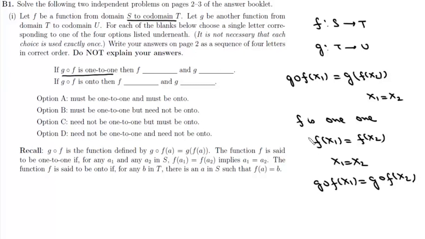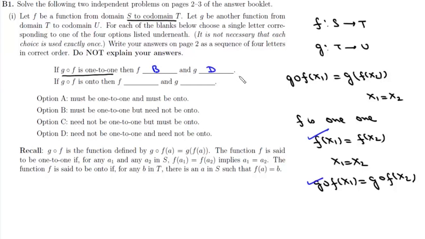So if f is 1-1, then it is a sufficient condition for g of f to be a 1-1 function. So if g of f is 1-1, then f must be 1-1, but g need not be onto. So we'll have this b here, and this g can be any function. It need not be 1-1 or onto. So here we'll have b and d. These are very standard conditions for composite functions.